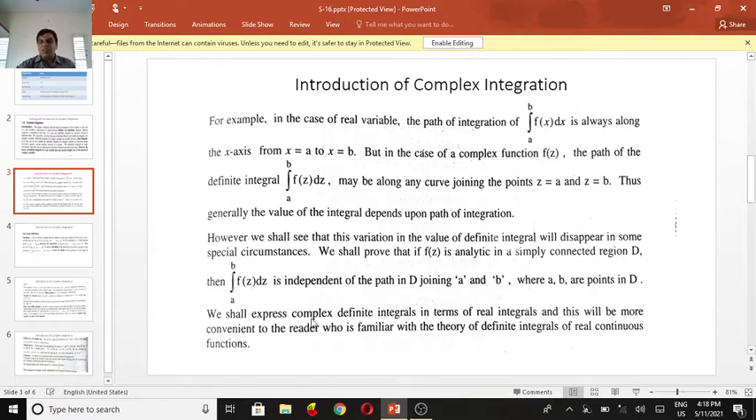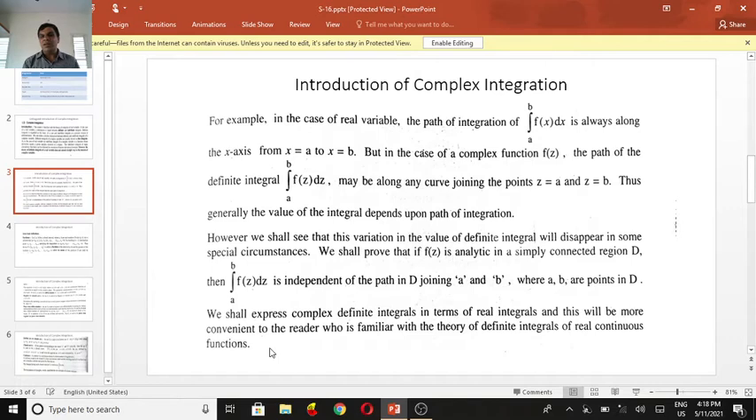We shall express a complex definite integral in terms of a real integral, and this will be more convenient to the reader who is familiar with the theory of a definite integral of a real continuous function. This is the basic introduction to the reality of integrating in real conditions. If you come to the complex conditions, what is the difference? Here, in the complex, we are integrating along a path.